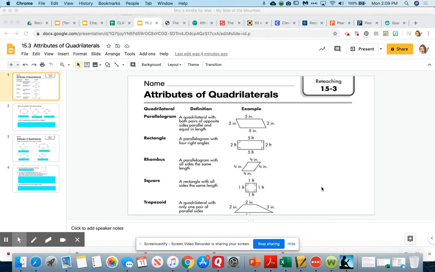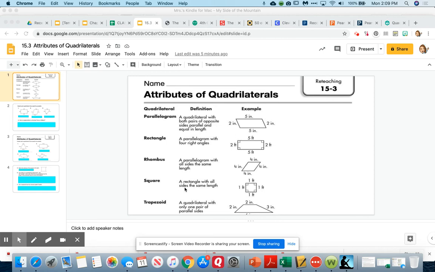Hey, welcome to Quadrilaterals. Today we're going to be looking at attributes of quadrilaterals. And so, first of all, quadrilaterals, we need to have at least how many sides? 4 sides. So if a shape doesn't have 4 sides, we don't have to give them any of these definitions because it's not a quadrilateral.